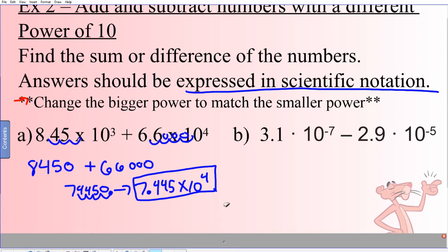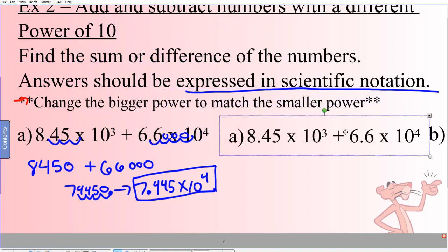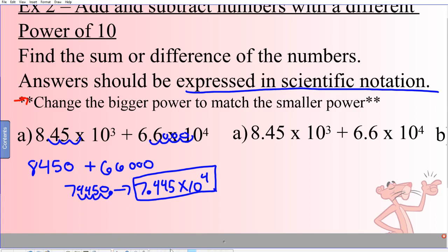So I'm going to erase this. Actually, how about this? I'm going to hide letter B off to the side here. I'm going to take him, copy, paste. There. That way I can show letter A here as well. So this is the same problem. This is letter A again. But I'm going to show how to make both powers have the same base. So my little hint here is you change the bigger power to match the smaller power. So we're going to make this guy into a power of 3. So this first one's going to stay the same. He's going to be 8.45 times 10 to the 3rd.